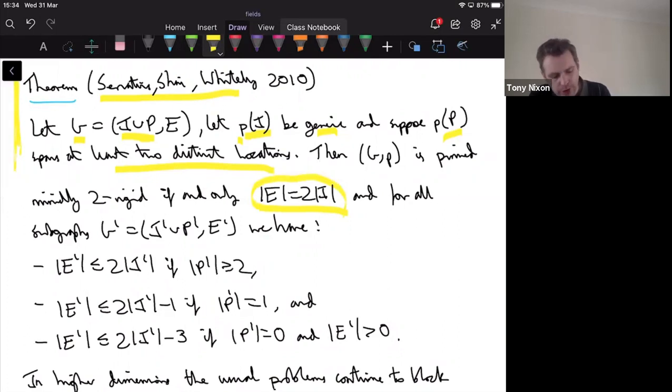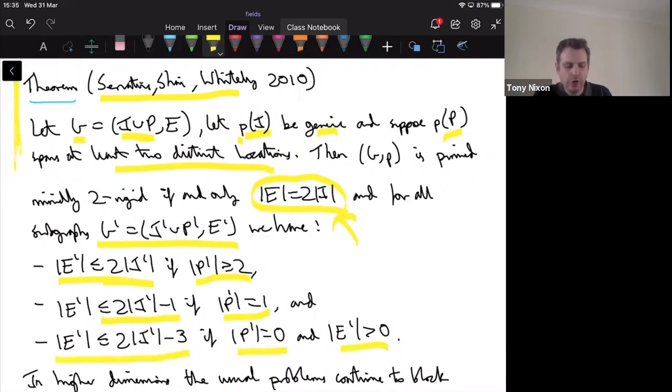So for all subgraphs G', I' union P', E', we have the standard inequality that compares to this one everywhere, but in particular, we care when there are at least 2 pinned vertices in the subgraph. When there's exactly one pinned vertex in the subgraph, we have a slightly stronger inequality. And when there are no pinned vertices in the subgraph, and there's at least one edge, then we have the standard Laman inequality. So we have an even stronger inequality we need to be true.